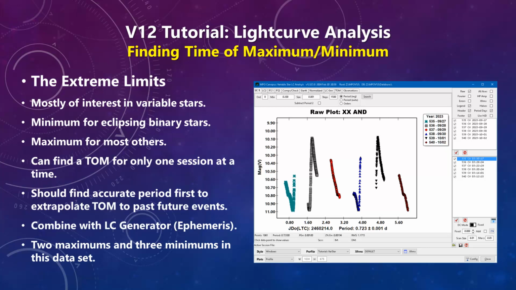You cannot find the time of minimum for more than one session at a time, and you must use the raw data, not those from a period-phased light curve. Otherwise, you're getting a TOM based on any number of TOM values that may or may not be based on an extremely accurate period.